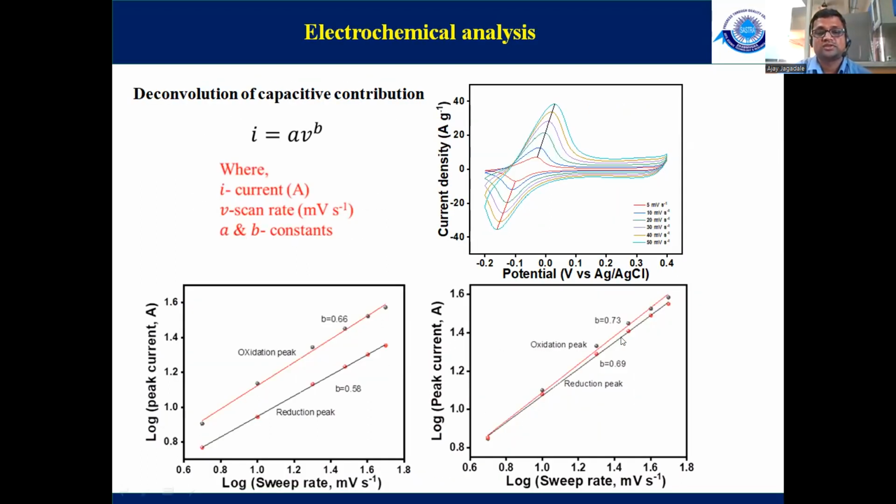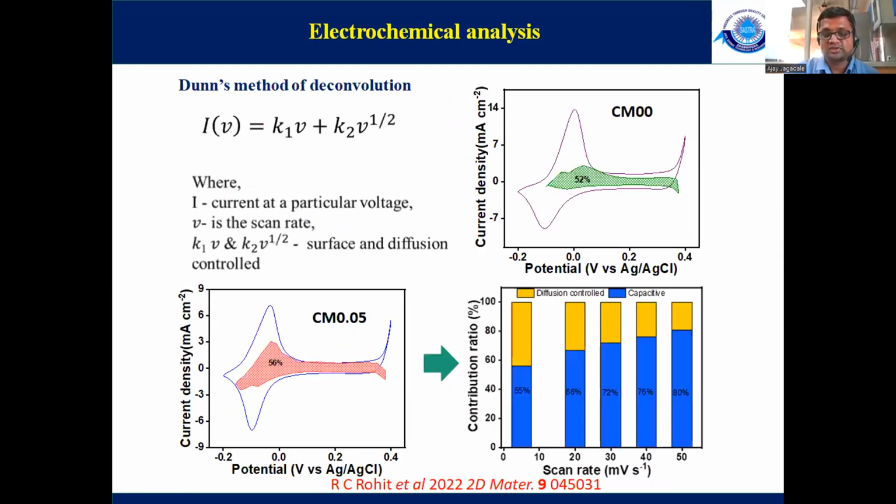So when we modify this alpha cobalt hydroxide with 0.05 milligram per centimeter square, the b value significantly changed. If you look at this image, the b value changed: for the oxidation peak it changed to 0.73, and for reduction it changed to 0.69. So due to this modification, the electrode becomes more capacitive in character. That is one achievement I would like to tell here.